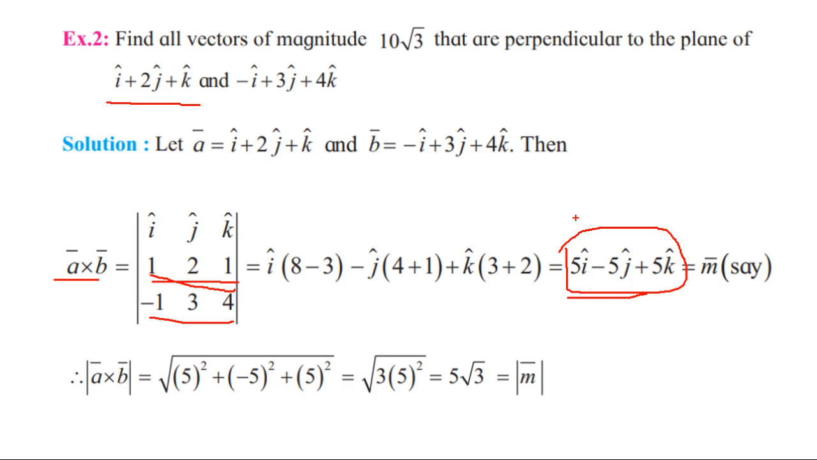Now this is just a vector perpendicular to the plane of A bar and B bar, but we want a vector of magnitude 10√3. Now let us find the magnitude of this vector. The magnitude of this vector is the root of 5 squared plus minus 5 squared plus 5 squared, and that is 5√3. But we want a vector whose magnitude is 10√3, so we have to double it. So 10i minus 10j plus 10k is the vector of required magnitude and perpendicular to them. If we multiply it by minus 1, that is minus 10i plus 10j minus 10k, that will be in the opposite direction, but it will also be perpendicular.